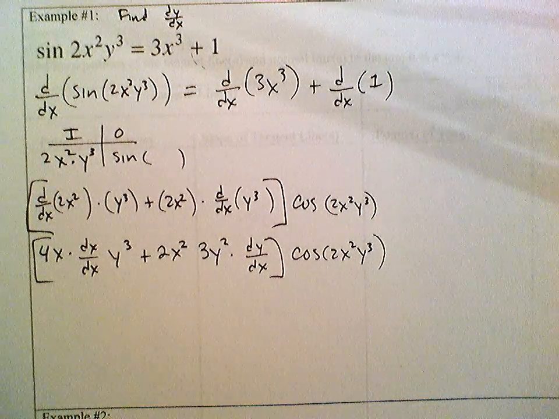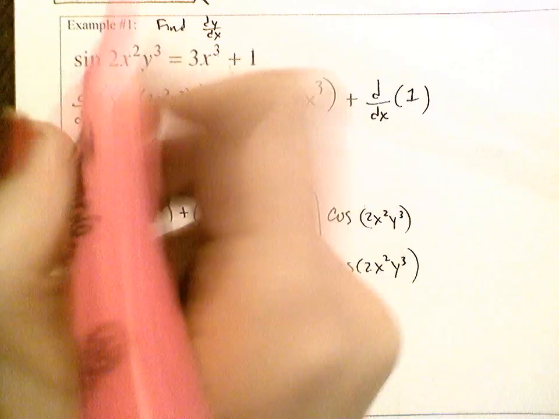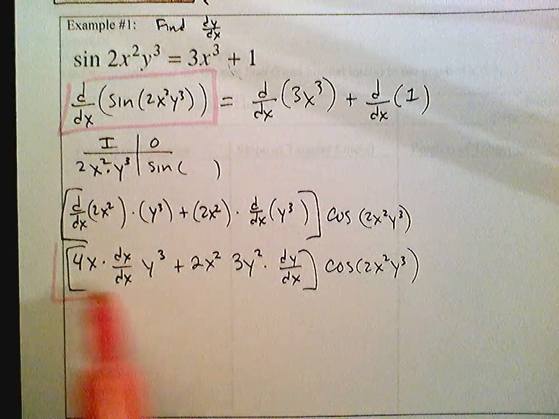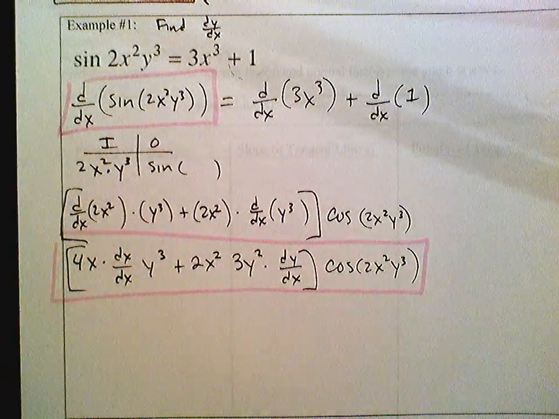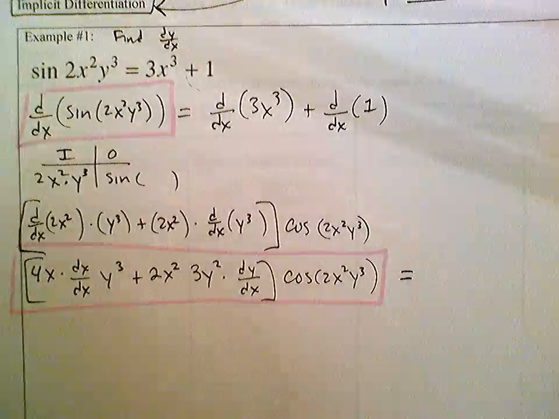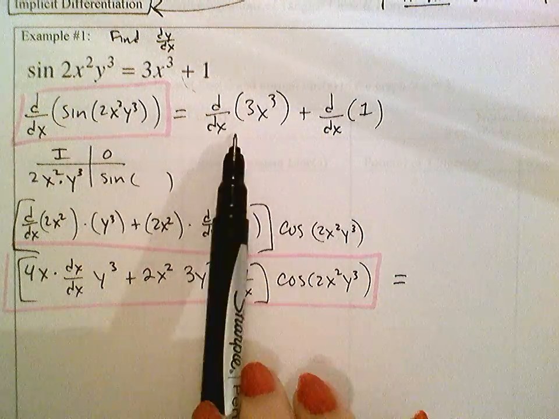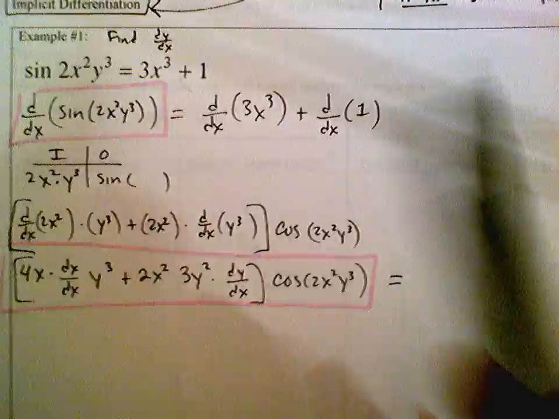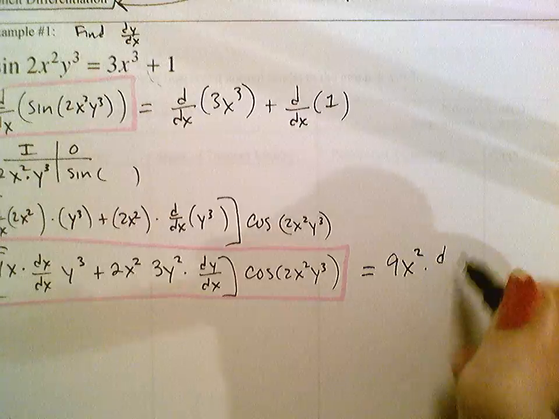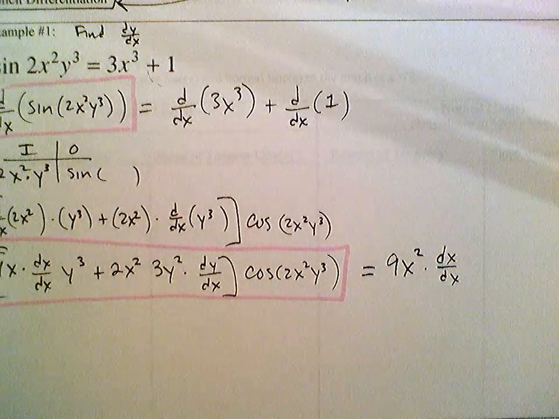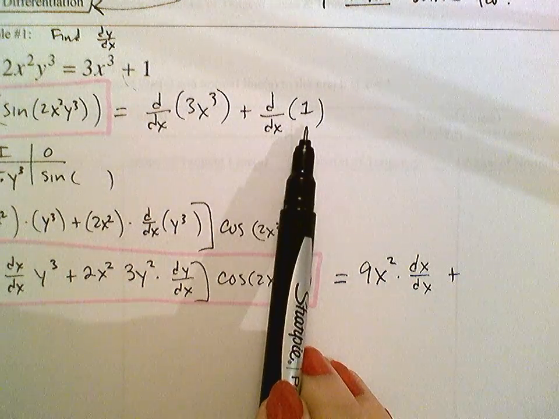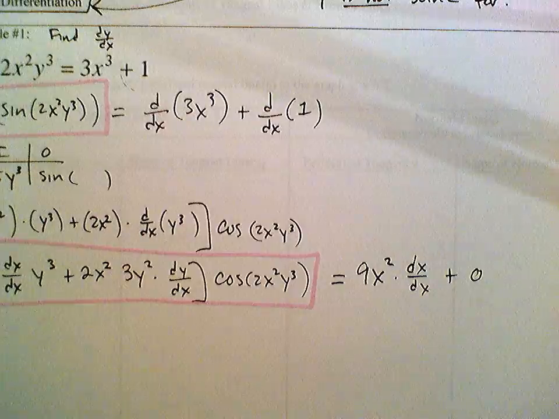Okay, now, guys, that was only this. So that part turned into that when we took the derivative. I've still got to bring down this equal sign. Okay, the derivative of this one, so the derivative of 3x to the third is 9x squared times the derivative of x, which is dx dx, plus the derivative of a constant is just 0. You don't even have to write that.